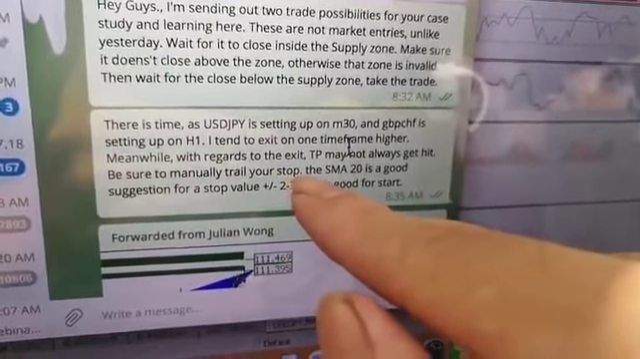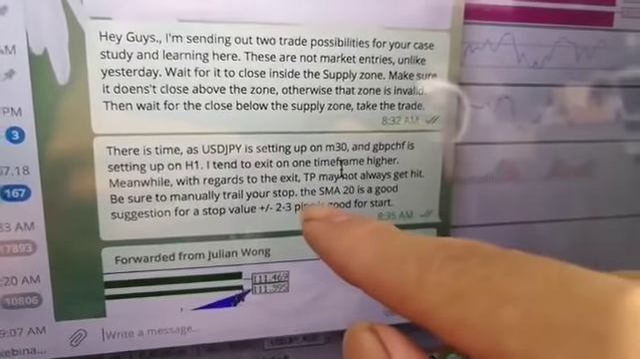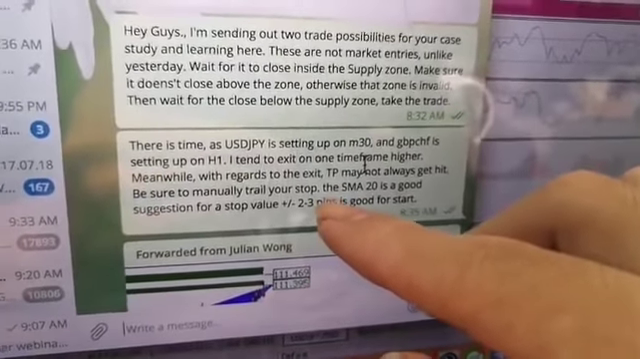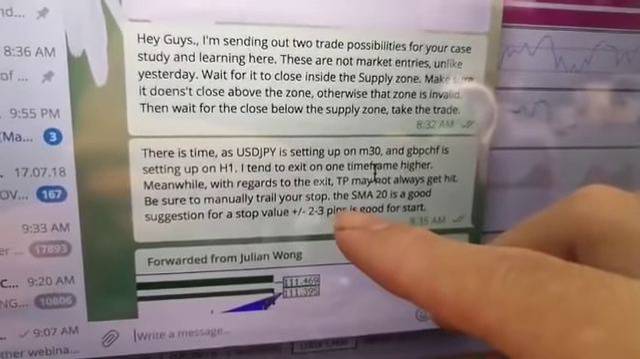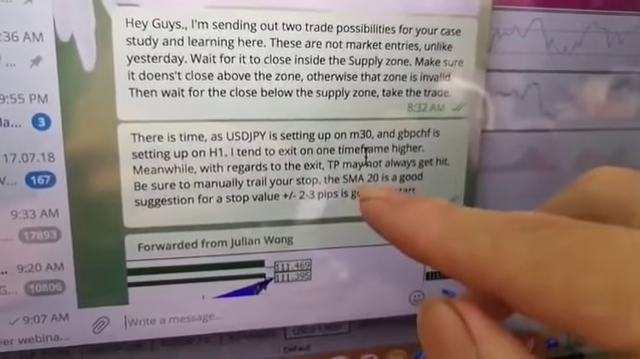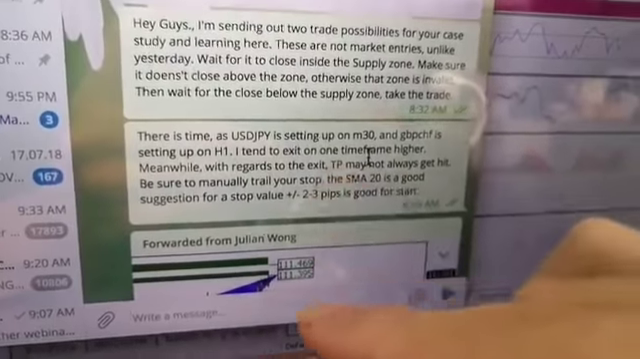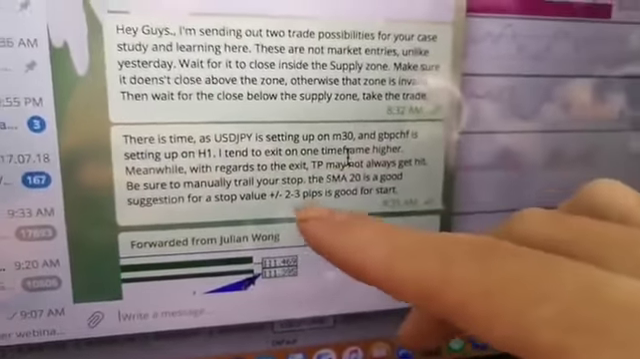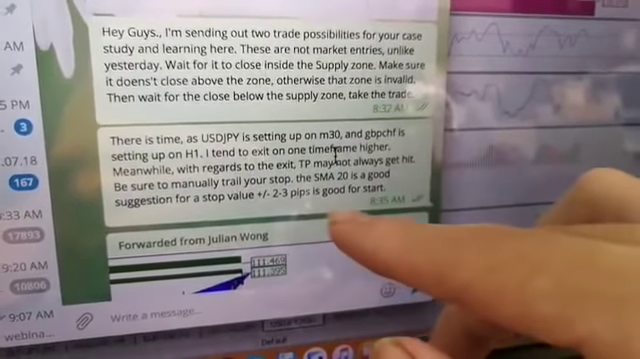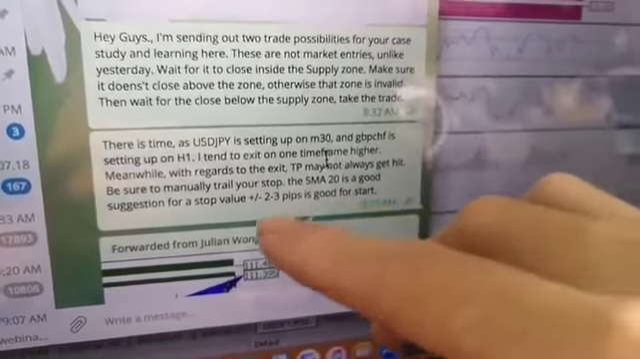We do have something that will help you automatically exit your trades. But at this point in time, before that's ready, I think it's good that you learn how to use it as well. Yes, Spider-Man shirt. So I said manually trail your stop, and in the meantime, I think SMA 20 is a good start, plus or minus 2-3 pips, depending on whether you're doing a put or a call. If you're doing a call, you set your stop to SMA 20 minus 3. If it's a put trade, maybe SMA 20 plus 2 or 3 pips.